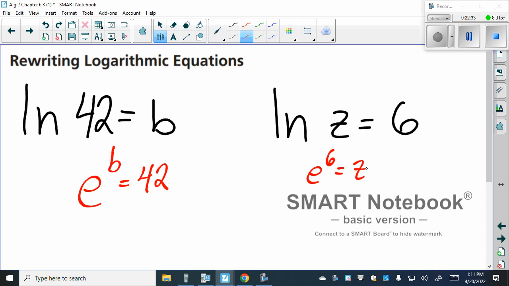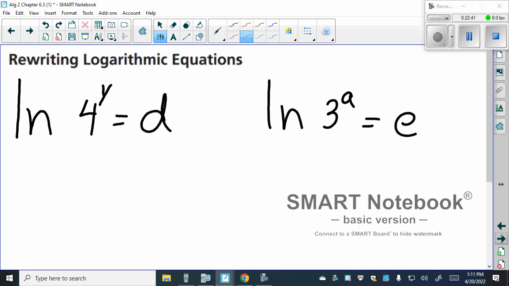And with all these here, e is not written in. We don't have to write e in. Let's look at two more. So the natural log of 4 to the y equals d. So we would have what? e to the d equals 4 to the y. And e to the e equals 3 to the a. Questions on these here?